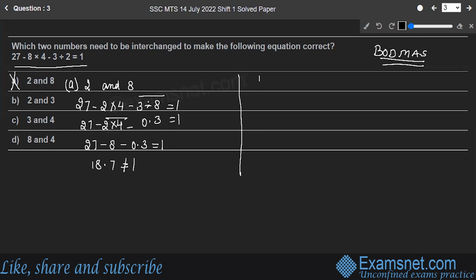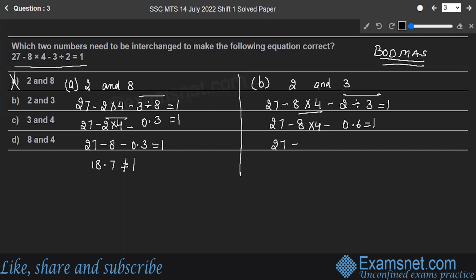Let's check with B. So B says 2 and 3 should be interchanged. Let's try. So it becomes 27 minus 8 multiply 4 minus 2 divided by 3 should give you 1, right? So according to the BODMAS rule, first of all, we'll be dividing 2 by 3. 27 minus 8 multiply 4 minus 0.6 should be equal to 1. Next is the multiplication. 27 minus 32 minus 0.6 should be equal to 1, which gives you minus 5.6, which is not equal to 1. So B is also incorrect.